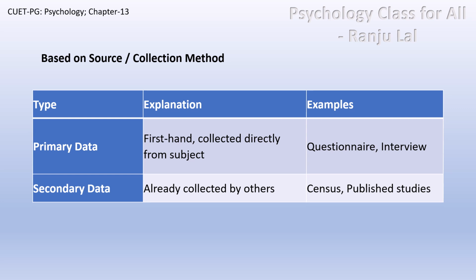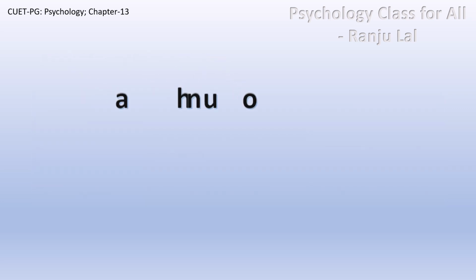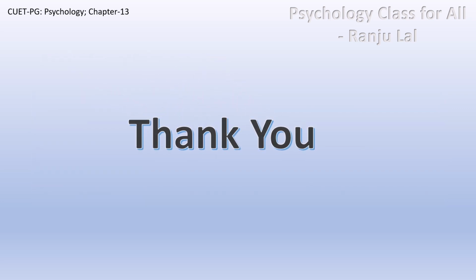So in psychological research, understanding data type is critical because it dictates what kind of statistical test we can perform. For example, chi-square tests are used for nominal data, while t-test and ANOVA require interval or ratio data. So choosing the wrong statistical method for the data type can lead to invalid results.